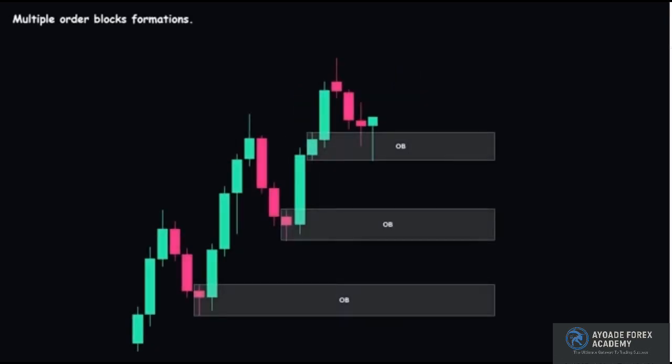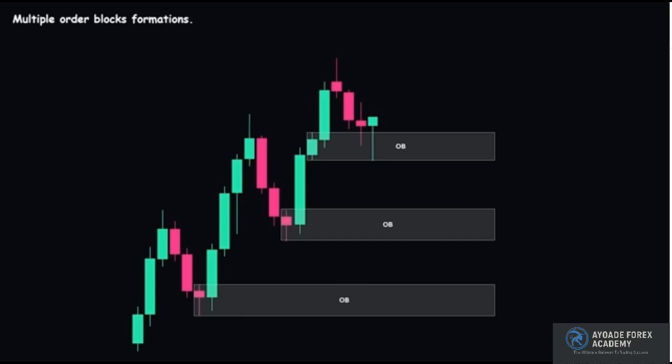Scenario 3. Multiple order block formations. We can trade all of the order blocks as long as they give us a reasonable risk-to-reward ratio. But remember to always trade with reduced risk. Do not risk more than 2% of your account on a single trade, and never have more than 3 trades open at the same time.